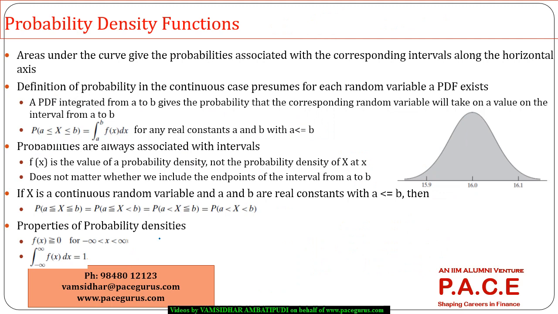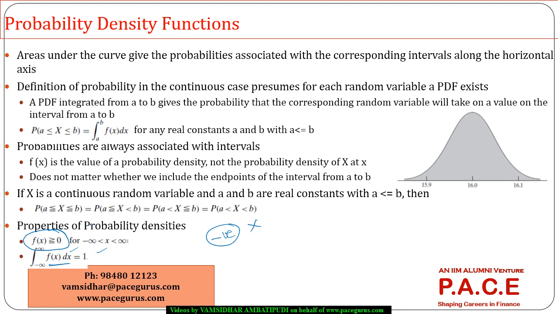And coming to some of the properties that are associated with probability densities, again each individual probability should be greater than or equal to 0 within the range. So it can't be negative. Probabilities cannot be negative at all. Very common rule. And when I am integrating the density function from minus infinity to plus infinity, any density function, it should be equal to 1.